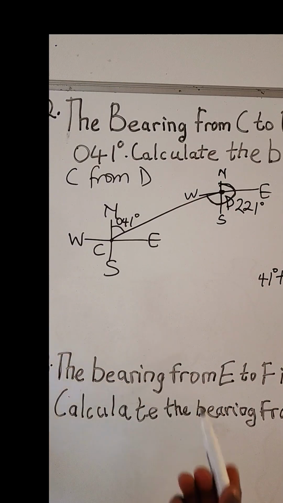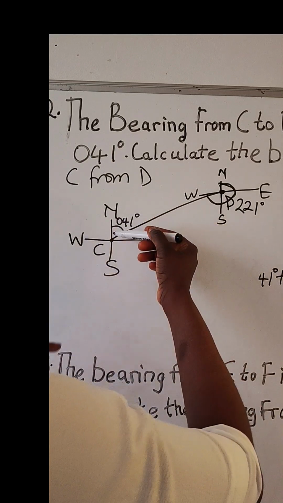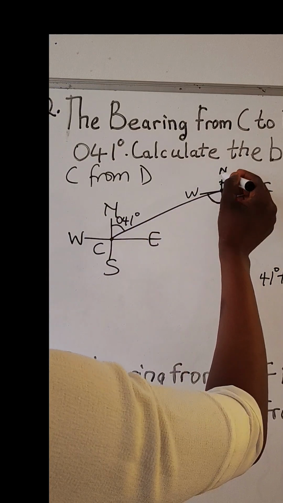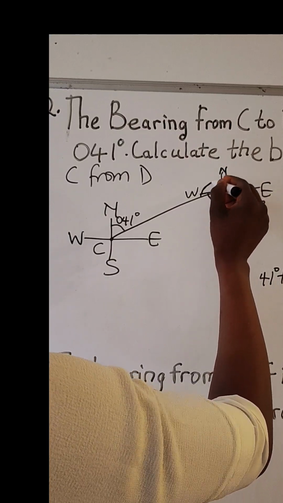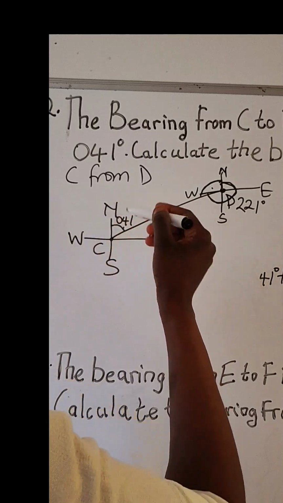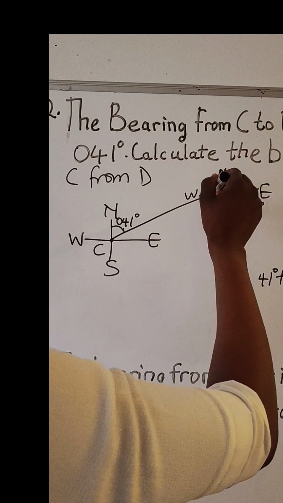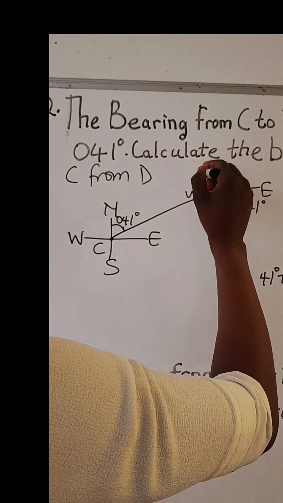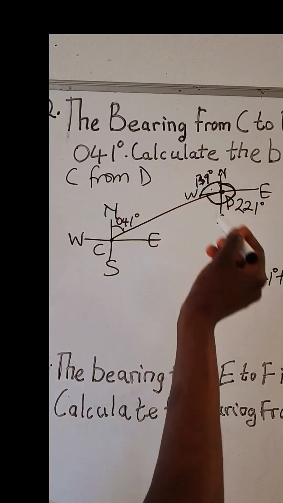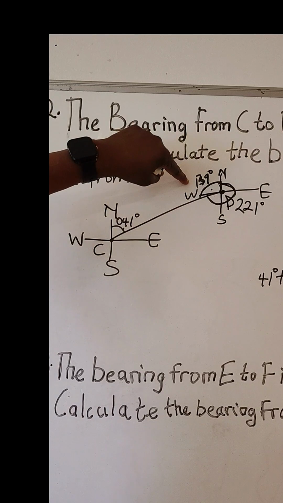Using the co-interior angle C, we already knew that these two angles add up to be 180 degrees. And since this is 41 degrees, what will be left from here will be 139 degrees, because 41 from 180 degrees will result to 139 degrees for the co-interior angle C.